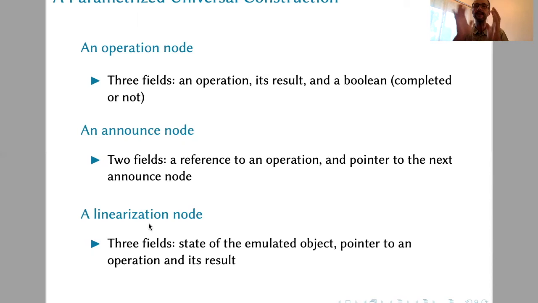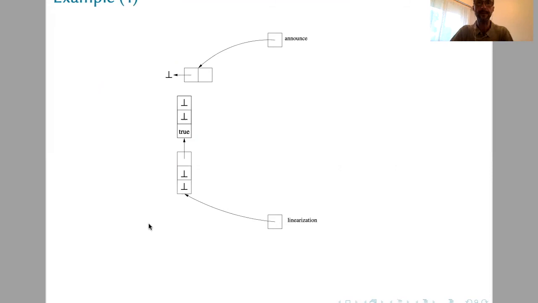Let us see this on an example. We have the announce queue, which is now empty. The variable linearization points to the initial state, and here with a fictitious new operation. Assume that three processes start and want to execute an operation on this object: P1, P2, P3. They all try to insert, to announce the operation in this queue. Of course, exactly one will succeed and the two others will fail.